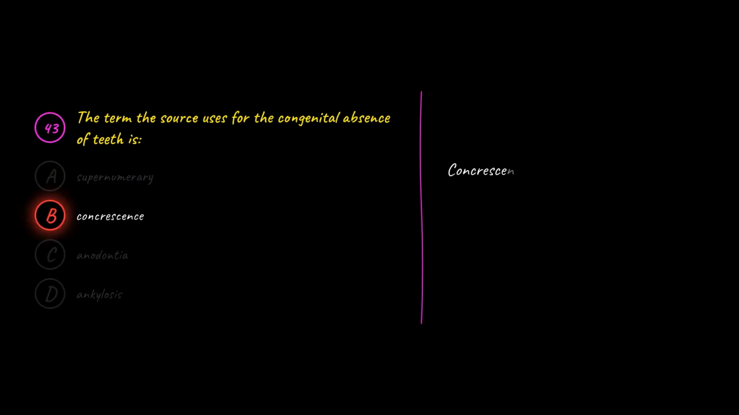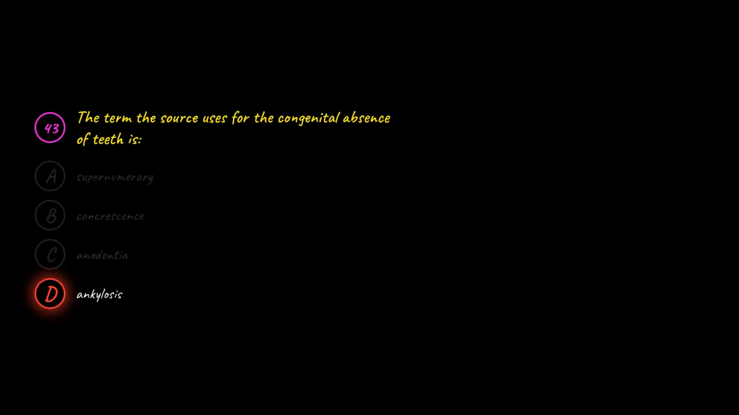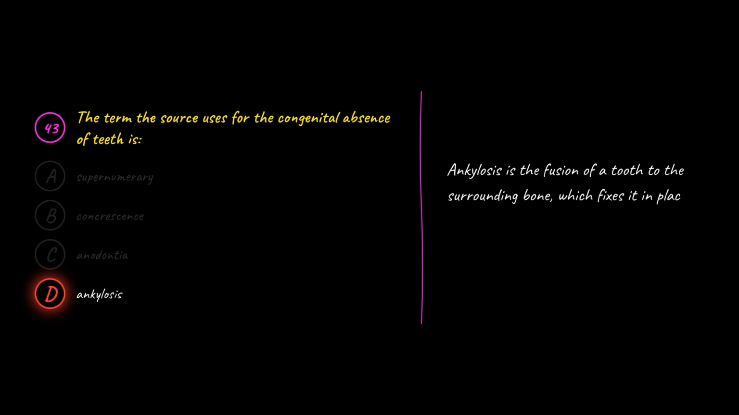B is wrong because concrescence is the joining of two teeth at the cementum of their roots, a fusion of existing teeth, not the failure of teeth to develop in the first place. D is wrong because ankylosis is the fusion of a tooth to the surrounding bone, which fixes it in place. It concerns attachment, not whether a tooth is congenitally present or missing.